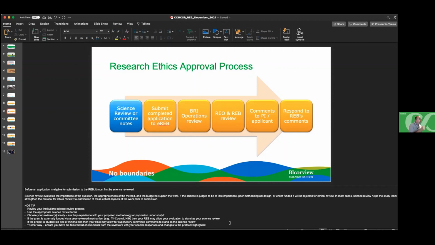you really want to make sure that you know your institution's science review process before you start engaging in it, because that's going to make everything go more smoothly. You want to make sure you use all the appropriate forms. Choose your science reviewers wisely, because if it's determined, either at the operations review or the REO review, that you didn't engage the appropriate scientific expertise to make a good judgment, that could result in holdups.